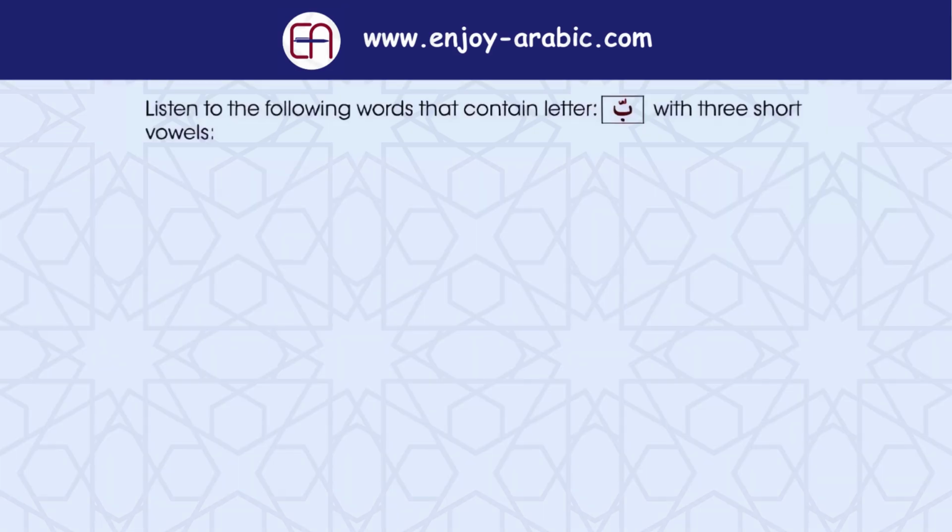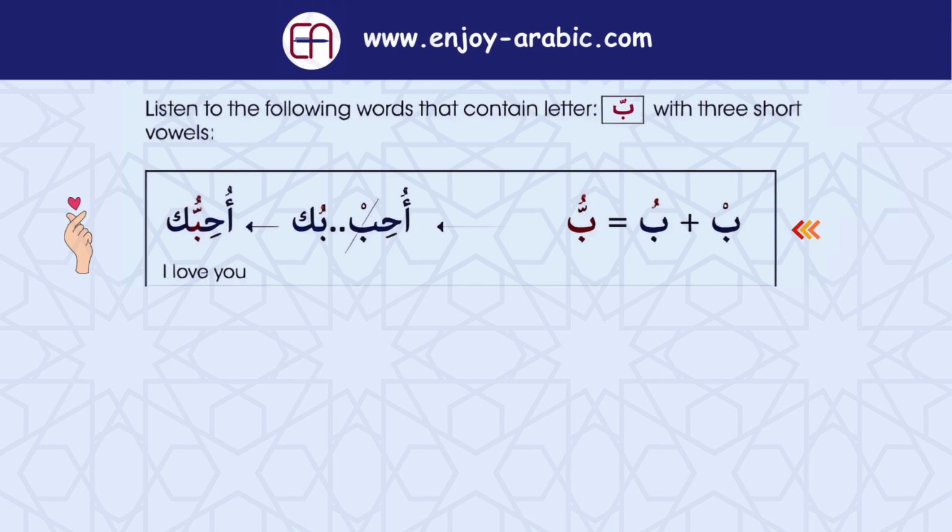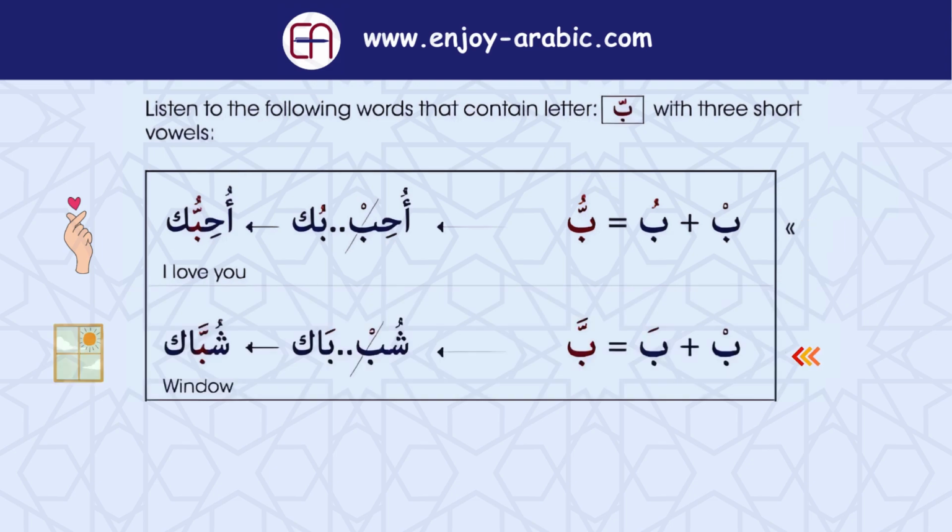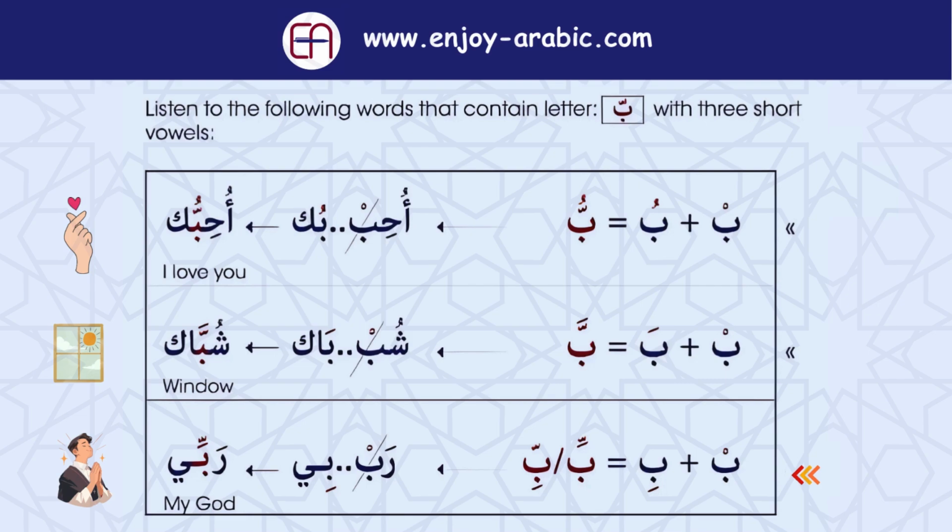Listen to the following words that contain the letter ب with the three short vowels. أحبك, I love you. شباك, window. ربي, my God.